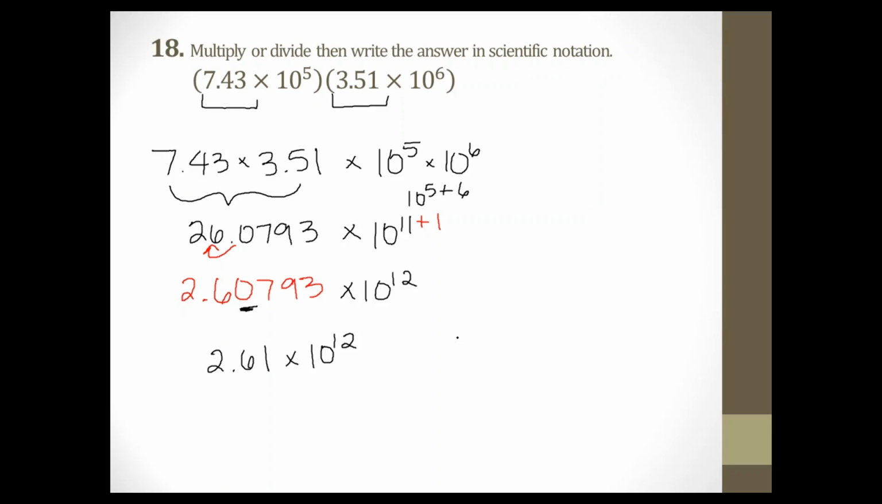So if you were dividing, you would do the same thing. You would divide these two numbers. Your exponents would be dividing, so then you would subtract the exponents. And then if your answer here is not between 1 and 10, which it likely wouldn't be, you would need to move the decimal in whichever direction and then make that adjustment to the exponent for the 10.